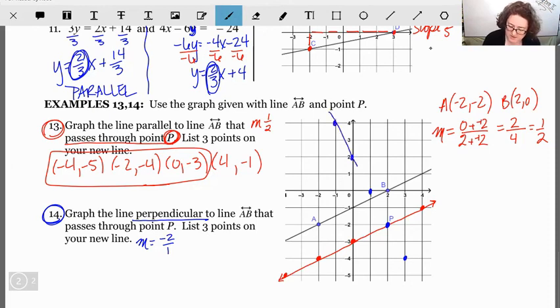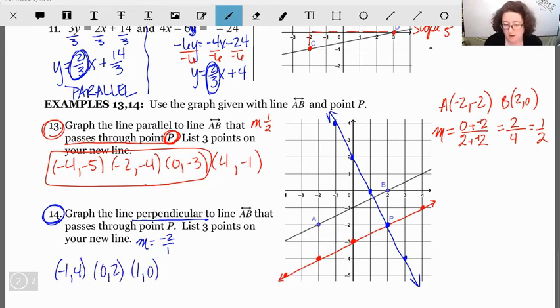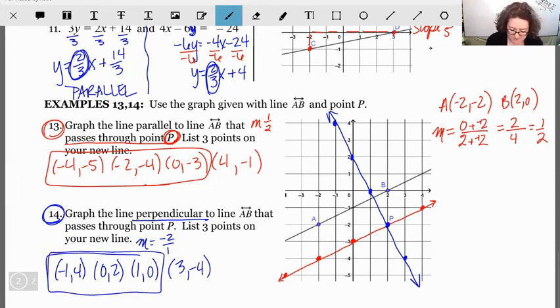As I'm drawing this in, it looks like it is perfectly perpendicular to that original line we had. All we need to do is list our points. Starting from the left, I had (-1, 4), (0, 2), (1, 0), excluding point P because we were already given that, and then (3, -4). List 3 points, so just pick 3 of your points.